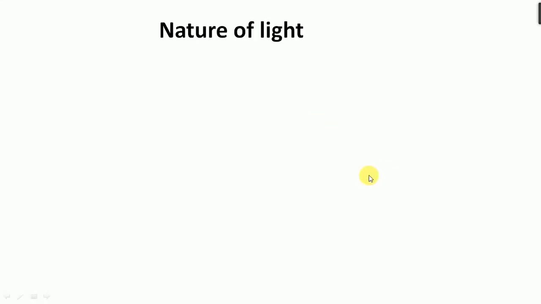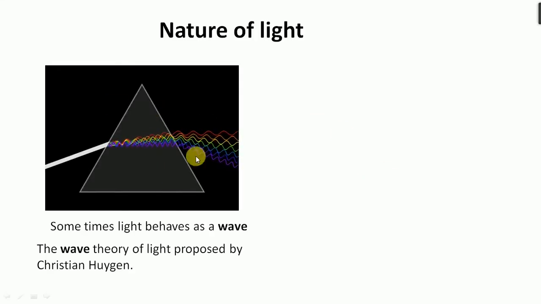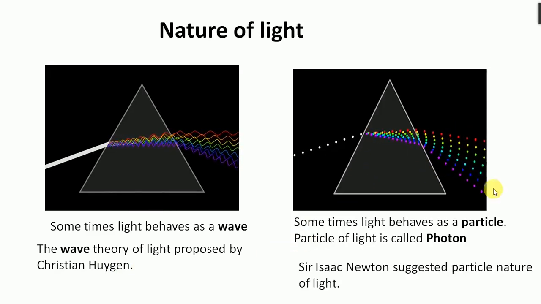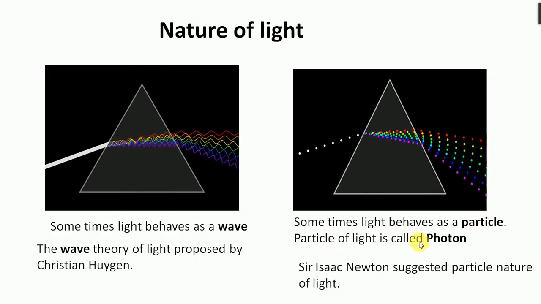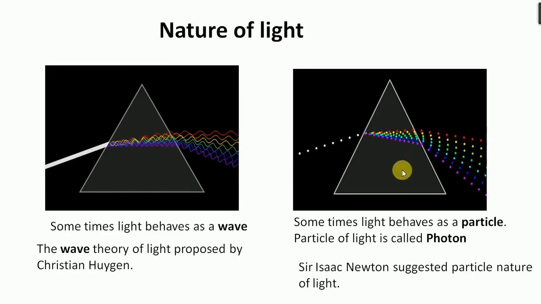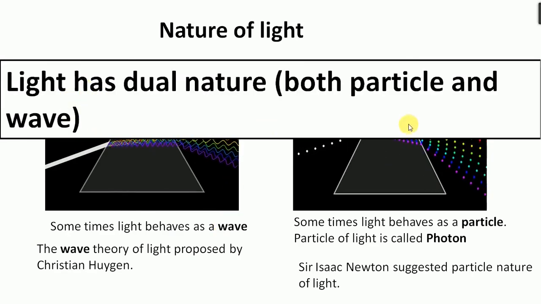Nature of light. Light has two natures. Previously we said that light is a form of electromagnetic wave. Here you can see light moves in the form of a wave, and this wave theory of light was proposed by Christian Huygens. Light also sometimes acts as a particle. You can see here they are moving in the form of particles, and this particle of light is called a photon. The idea of the particle nature of light was proposed by Sir Isaac Newton. So sometimes light acts as a wave and sometimes as a particle. Light has both particle and wave nature, that is dual nature.